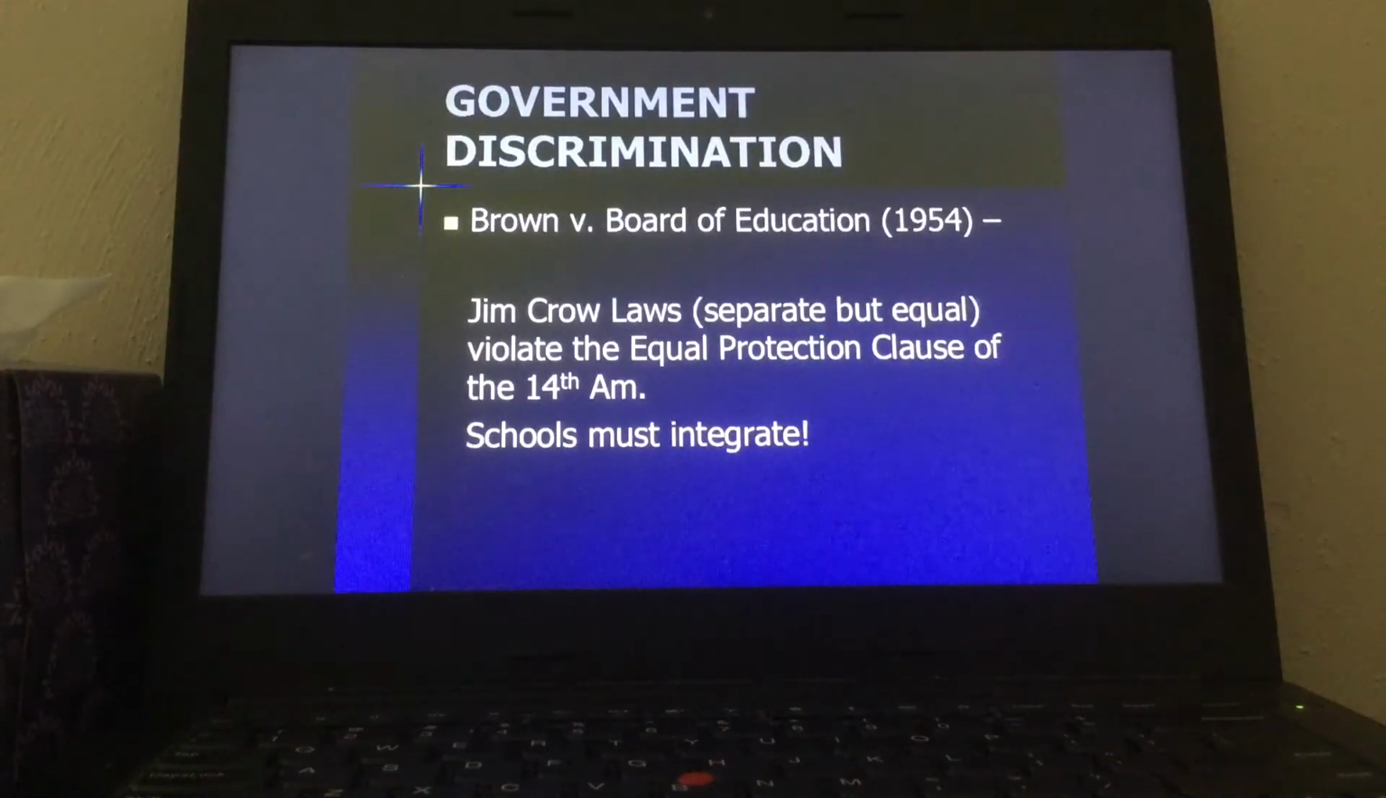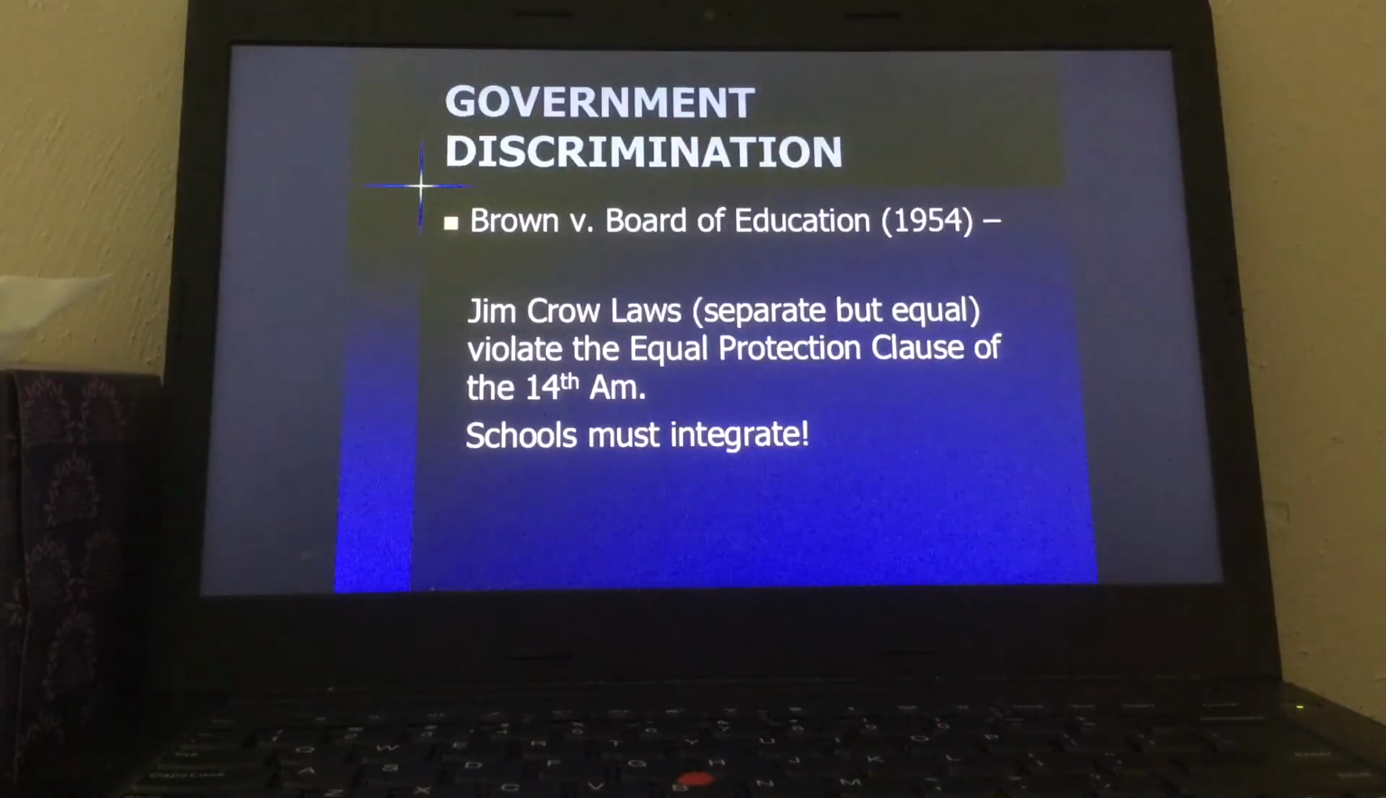And at this point, either we've talked about that case in class or we're about to. And so you'll get more detail when we read that case together. But this was a big deal because it ended not only state segregation in schools, but also state segregation in other facilities like hospitals or train cars or things like that.